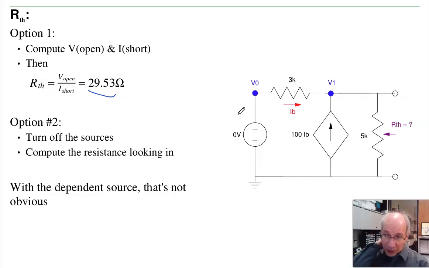Second problem. If I just asked you what is the Thevenin impedance, I could do two problems, find the open circuit voltage, short circuit current, take the ratio. That works. Can I find it directly?